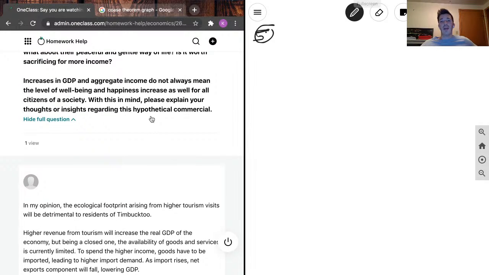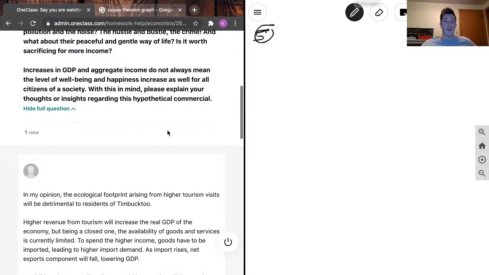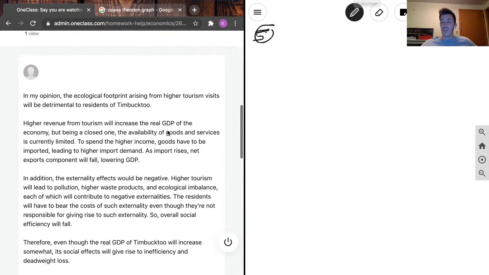Increases in GDP and aggregate income do not always mean the level of well-being and happiness increases as well for all citizens of the society. That's very true. I just wanted to add that although GDP is a very good measure, GDP per capita in particular is a good measure of overall well-being, it's an imperfect measure. And it can be the case where well-being and happiness do not correlate with an increase in GDP.